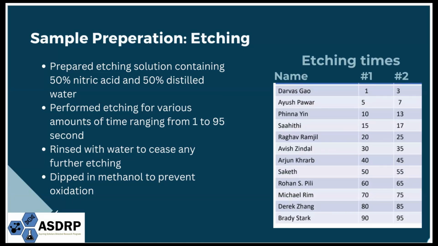So we tested the etching time on many, many samples. Each student had like 2 samples, and we tested the etching time between 1 second to 95 seconds. So we covered like a minute and a half trying to find that perfect timing for the visualization of grain boundaries. To stop the etching process, we use water, and to prevent oxidation and film formation, we use methanol, basically to rinse our samples.